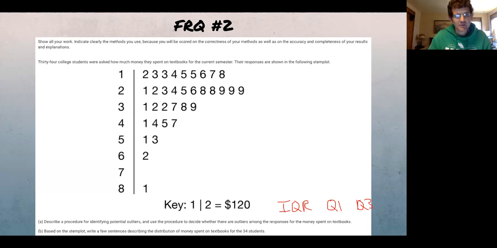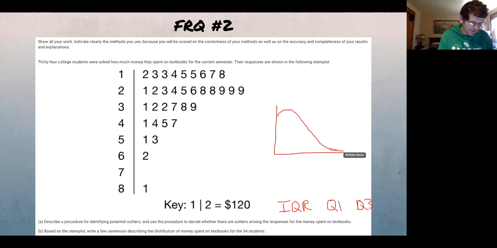All right, based on the stem plot, write a few sentences describing the distribution of money. So here's where we could describe this. Because this is almost a histogram turned on its side, I could do something like this, and then of course we have a little outlier up there. We could almost turn this into a histogram like that, and I could describe it. You don't have to draw it, but it's always helpful to show it. Now you could say this is unimodal, skewed right, with an outlier at 81, or 810 rather, and go through the full DISCO description of this.